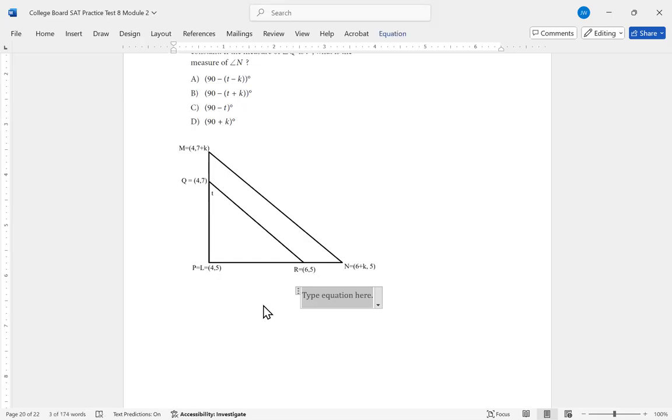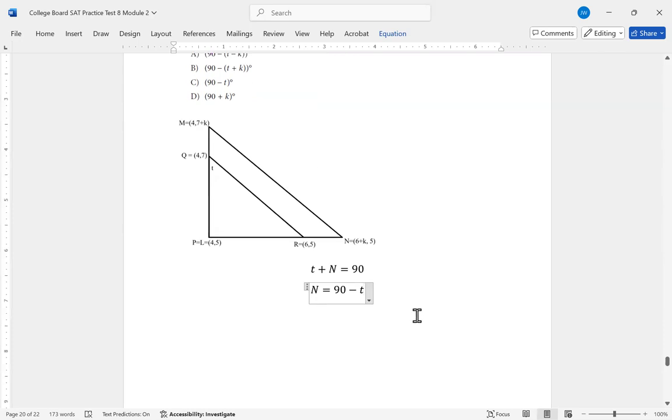We have a right triangle, so we have a 90-degree angle. We have one angle that's T and the other angle that is N, and those have to add up to 180. Subtracting 90 from both sides gives me that T plus N is equal to 90, which tells me that my angle N is going to be 90 minus T degrees. And therefore, the answer to this question is C, 90 minus T. So that's the answer to question 24, C, 90 minus T.